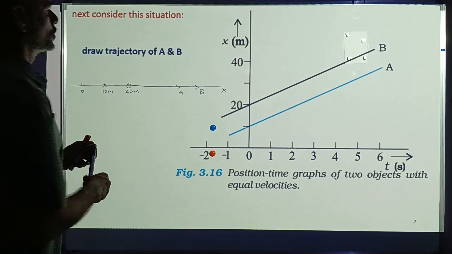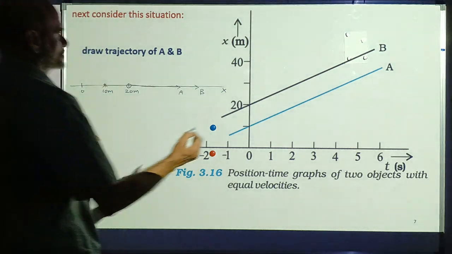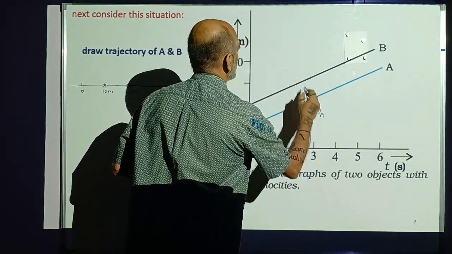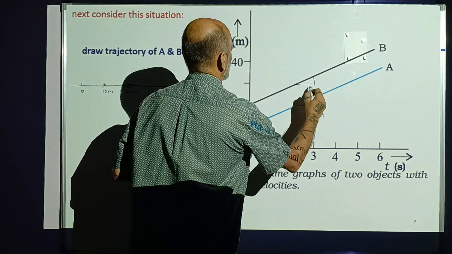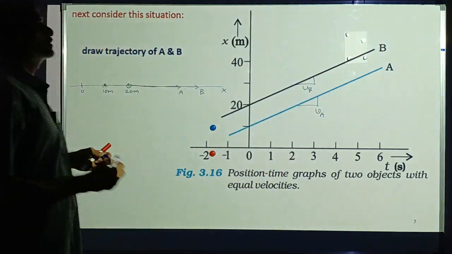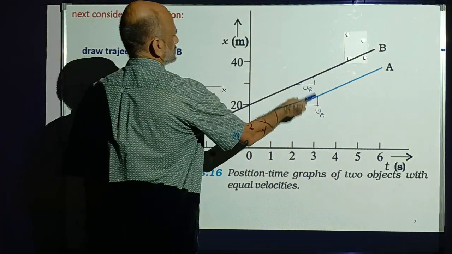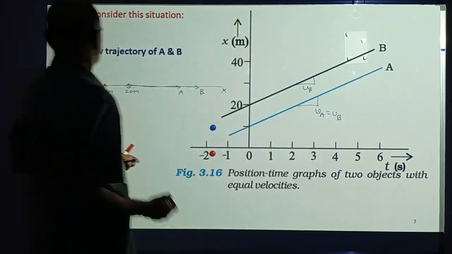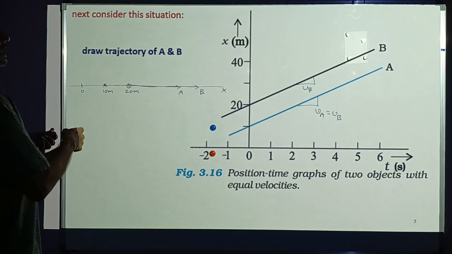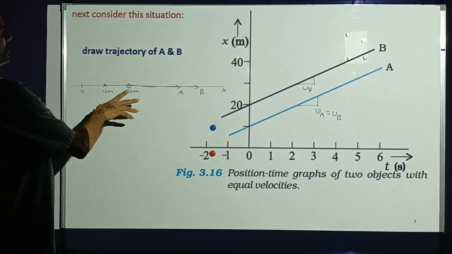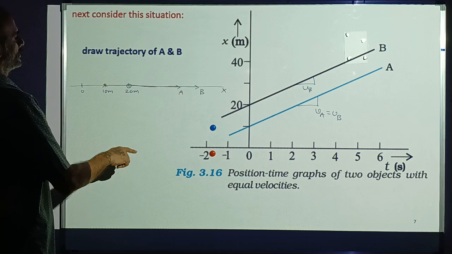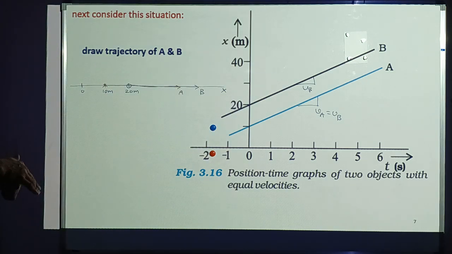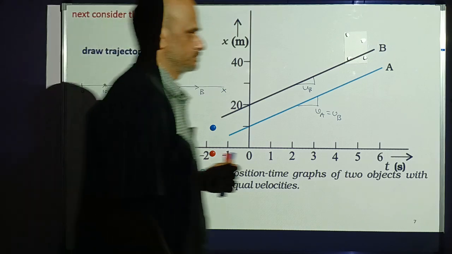Another thing is the slope of the xt curve is the velocity. So the velocity of A is the slope of this line, and the velocity of B is the slope of this line. And the slopes of these two lines are the same because they are parallel. So VA equal to VB. Since B starts ahead of A, B will always be ahead of A, for all times.